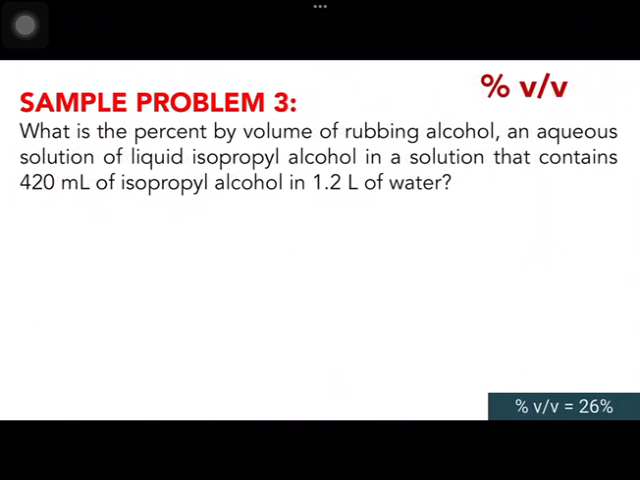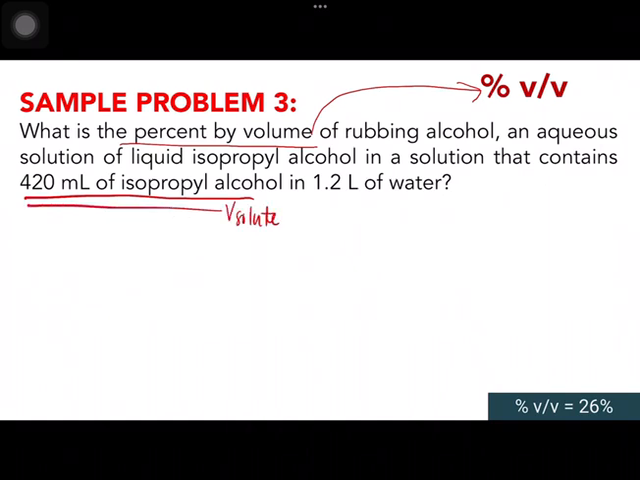So, okay. Ito naman, sample number 3 naman ay nakalagay dito is percent by volume. So, let's read the problem. What is the percent by volume of rubbing alcohol, an aqueous solution of liquid isopropyl alcohol in a solution that contains 420 ml of isopropyl alcohol in 1.2 liters of water? Okay, so, ang tanong dito is the percent by volume. So, ito na yung hahanapin natin. Ang given natin ay, yung solute ay 420 ml. So, this is the volume of your solute. This one, 1.2 liters, take note, this is the volume of your solvent.